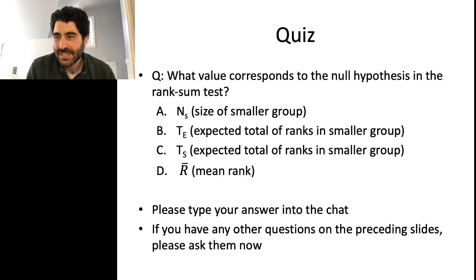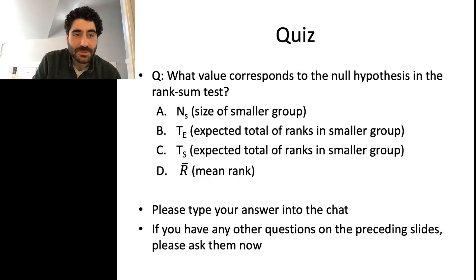All right, I'm seeing some B's and some D's. So the answer I was going for was B, although D is also pretty close. The statistic we're measuring in our data here is the sum of all the ranks in the smaller group, that's this T sub S. Oh, I made a typo on the slide here. That should say observed total of ranks in the smaller group.